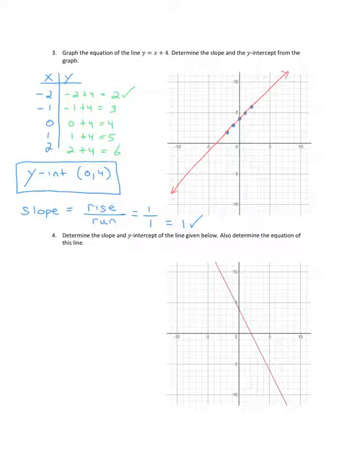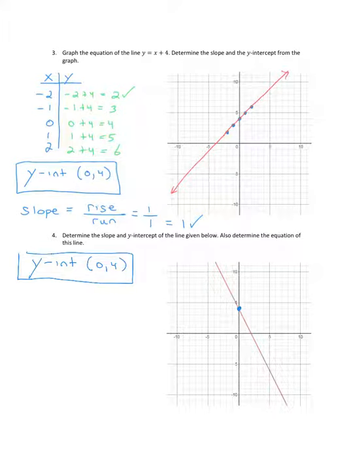In question 4, I want to determine the slope and y-intercept of the line that's given below. So here we're actually given the graph of the line, and from it, can we figure out the y-intercept as well as the slope? It looks like the y-intercept is exactly the same as the one in the previous question. I'm just getting this directly off of the graph. The y-intercept is also at 0, 4. 0 for x and 4 for y.